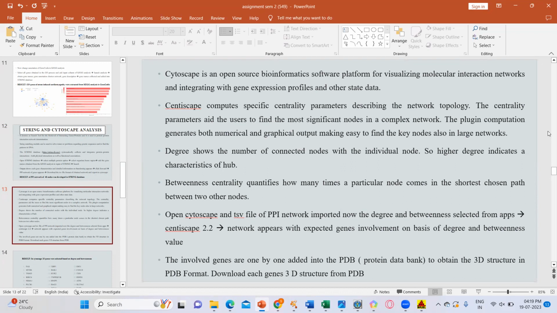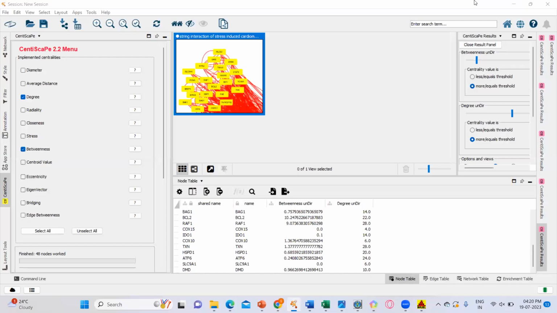Now, for this, open Cytoscape and import the TSV file of the PPI network. Now the degree and betweenness are selected from Apps, CentiScaPe 2.2. The network appears with the expected genes involved on the basis of degree and betweenness value. The involved genes are now added one by one for the further PDB. So we'll see about this in Cytoscape.